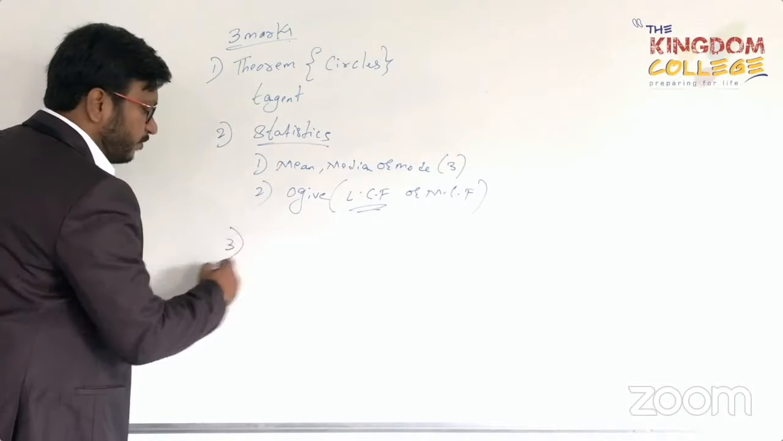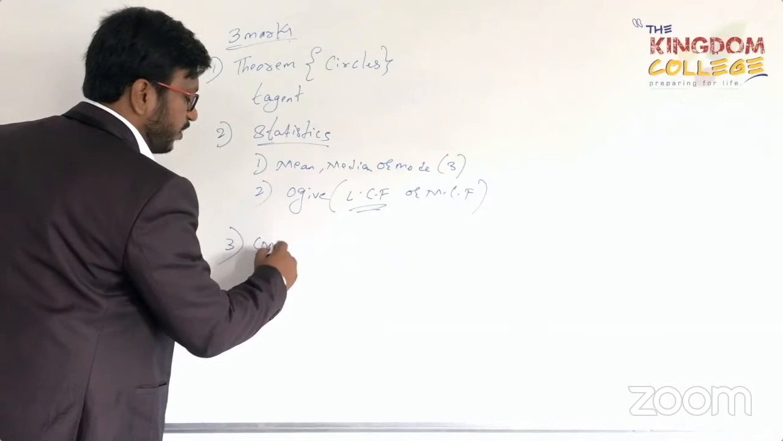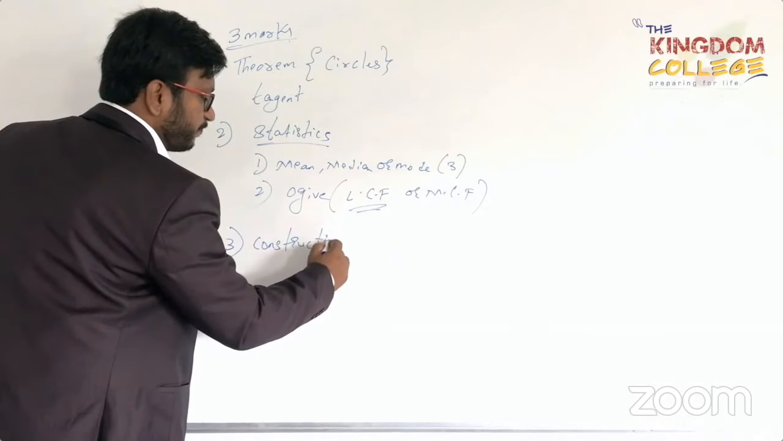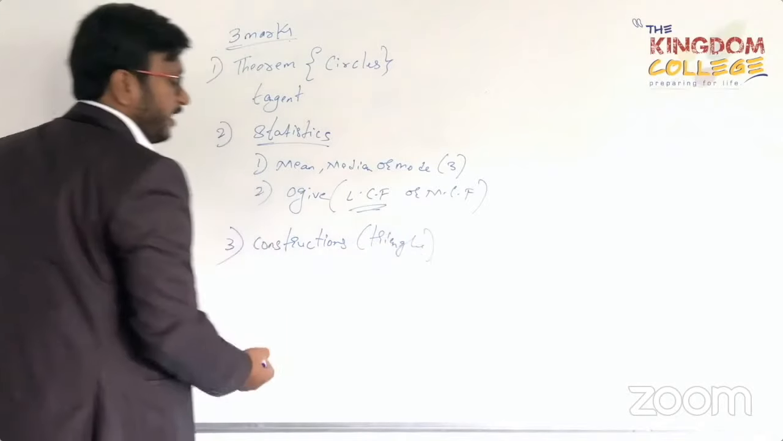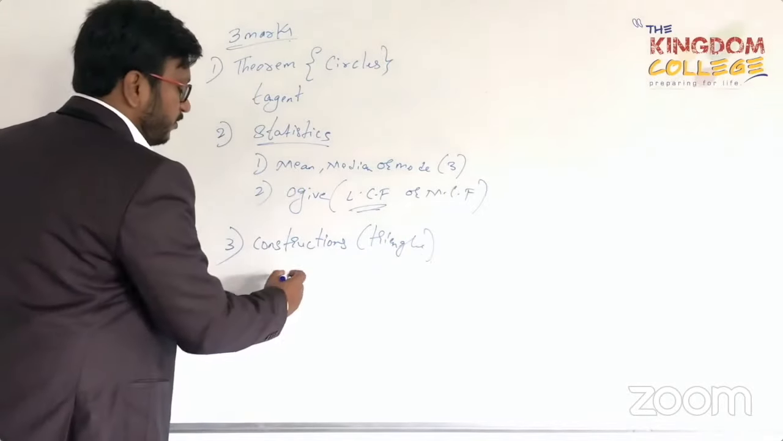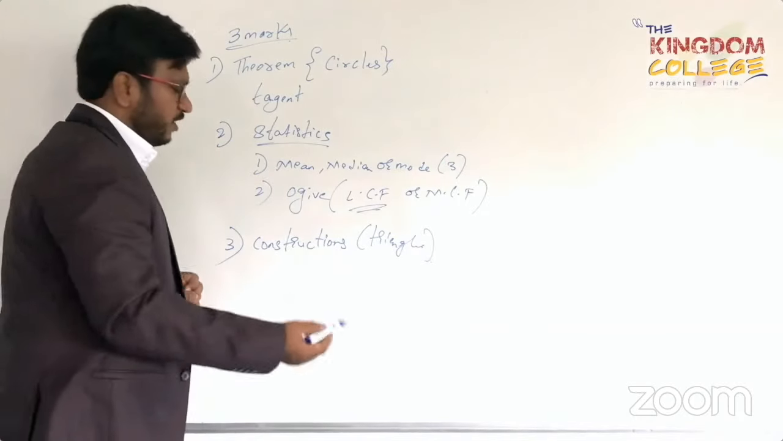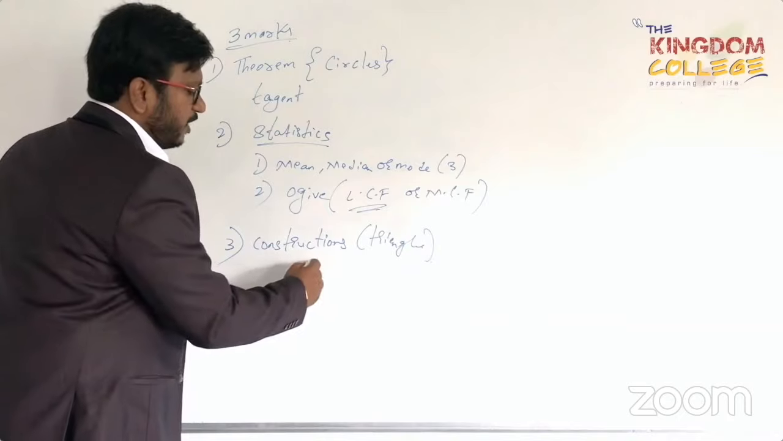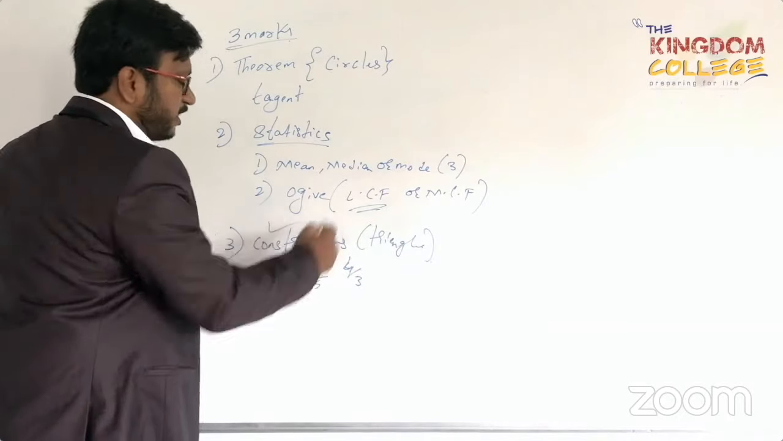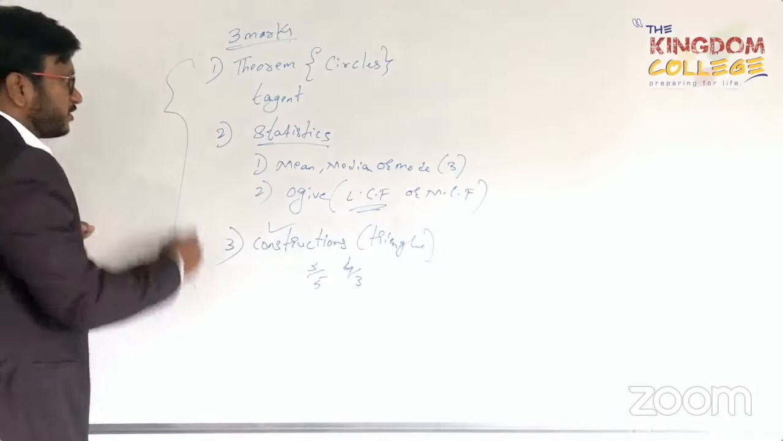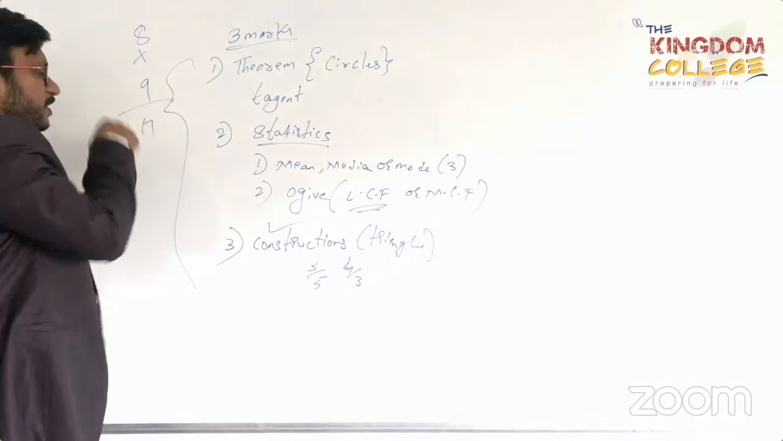Now let us come to one more question. From this you also have a separate thing called constructions from the chapter triangles. From the construction, they'll be giving you a question to draw the triangle based on the ratio. It will be 3 by 5 or 4 by 3. Something like that. So this will be the construction part. So overall how many marks? 9 marks. From the previous one, it was 8. So almost about 17 marks.